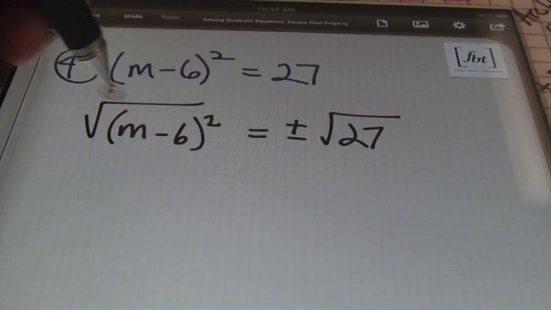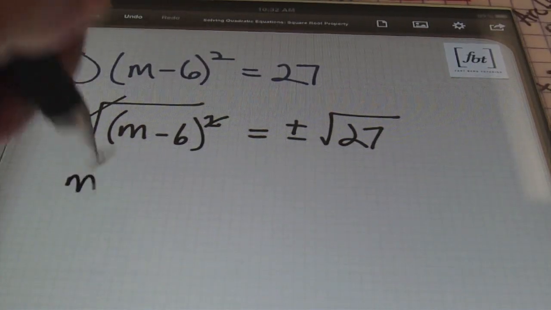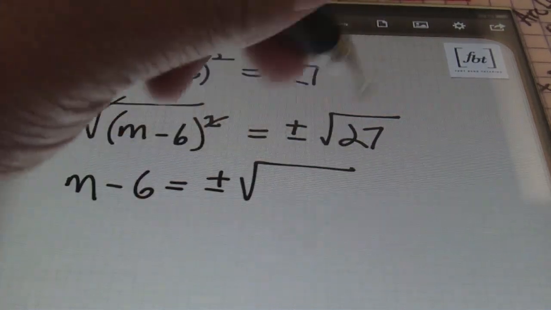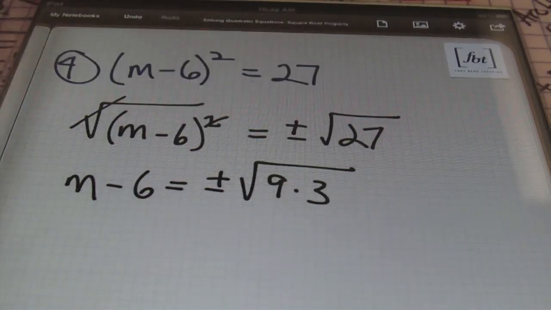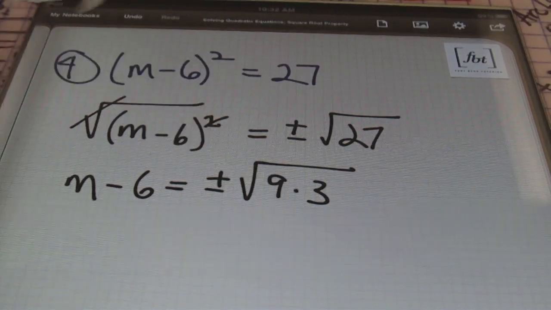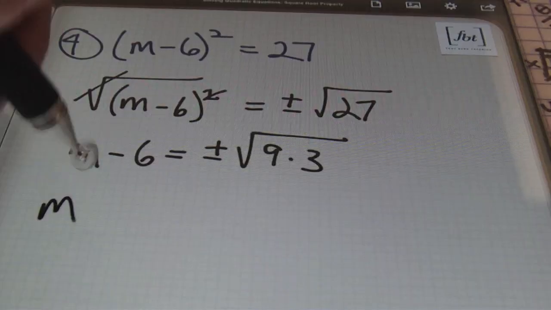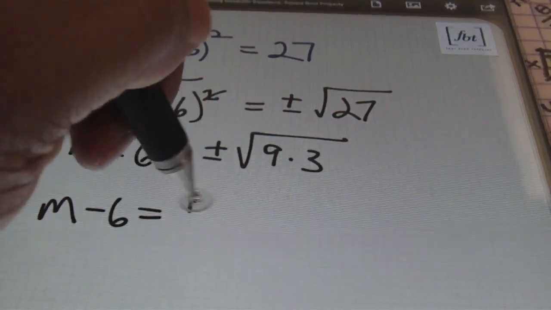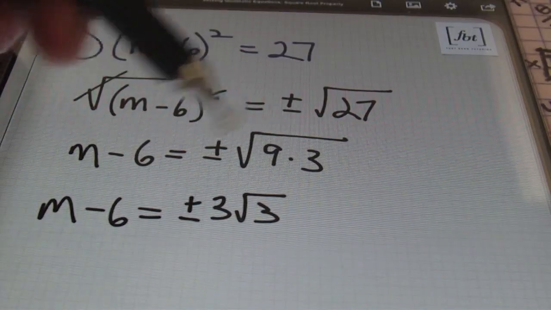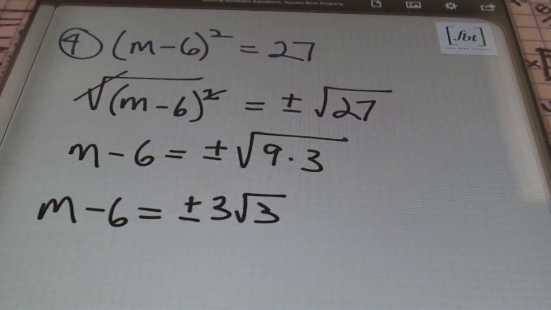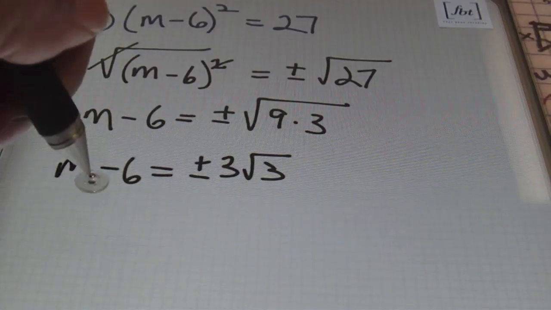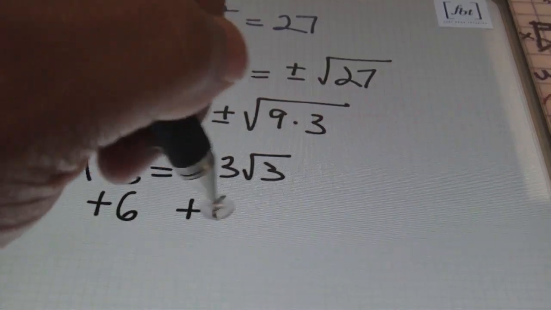On the left side, my square root and square will cancel out to give me m minus 6, which is equivalent to plus or minus, and I'll expand 27 into 9 times 3 because the largest perfect square that goes evenly into 27 is 9. From there, I'll be bringing down my m minus 6. This is going to be equivalent to plus or minus 3 times the square root of 3, because the square root of 9 is 3, and therefore I can bring it on the outside of that radical. Then solving for m, I'm adding 6 to both sides now.